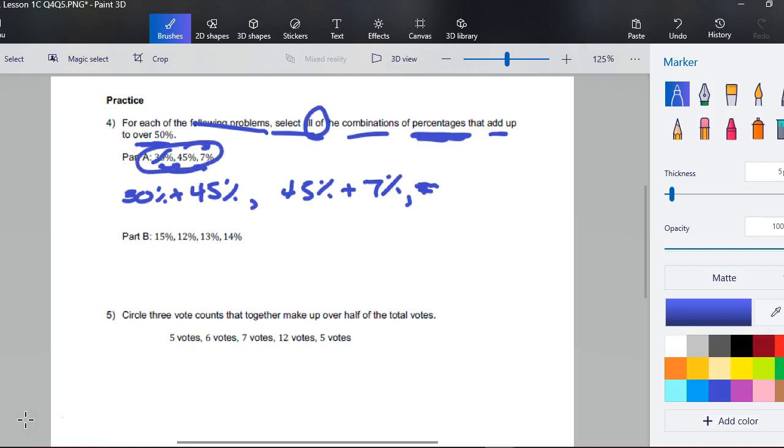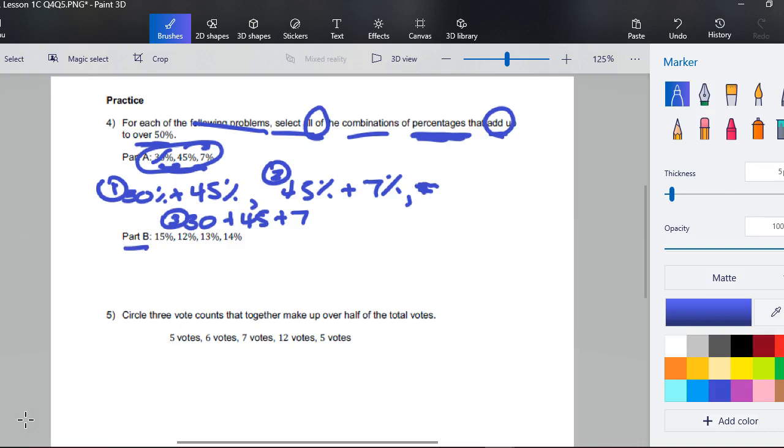And now let's see if we can add them all up, 30, 45, and 7. Well, that'll be 75 plus 7 more. We're definitely over 50. So we have 3 combinations. Let's reread the directions. Of all the combinations of the percentages that add up to over 50, we have 1, 2, 3 combinations. Let's do this again on part B.